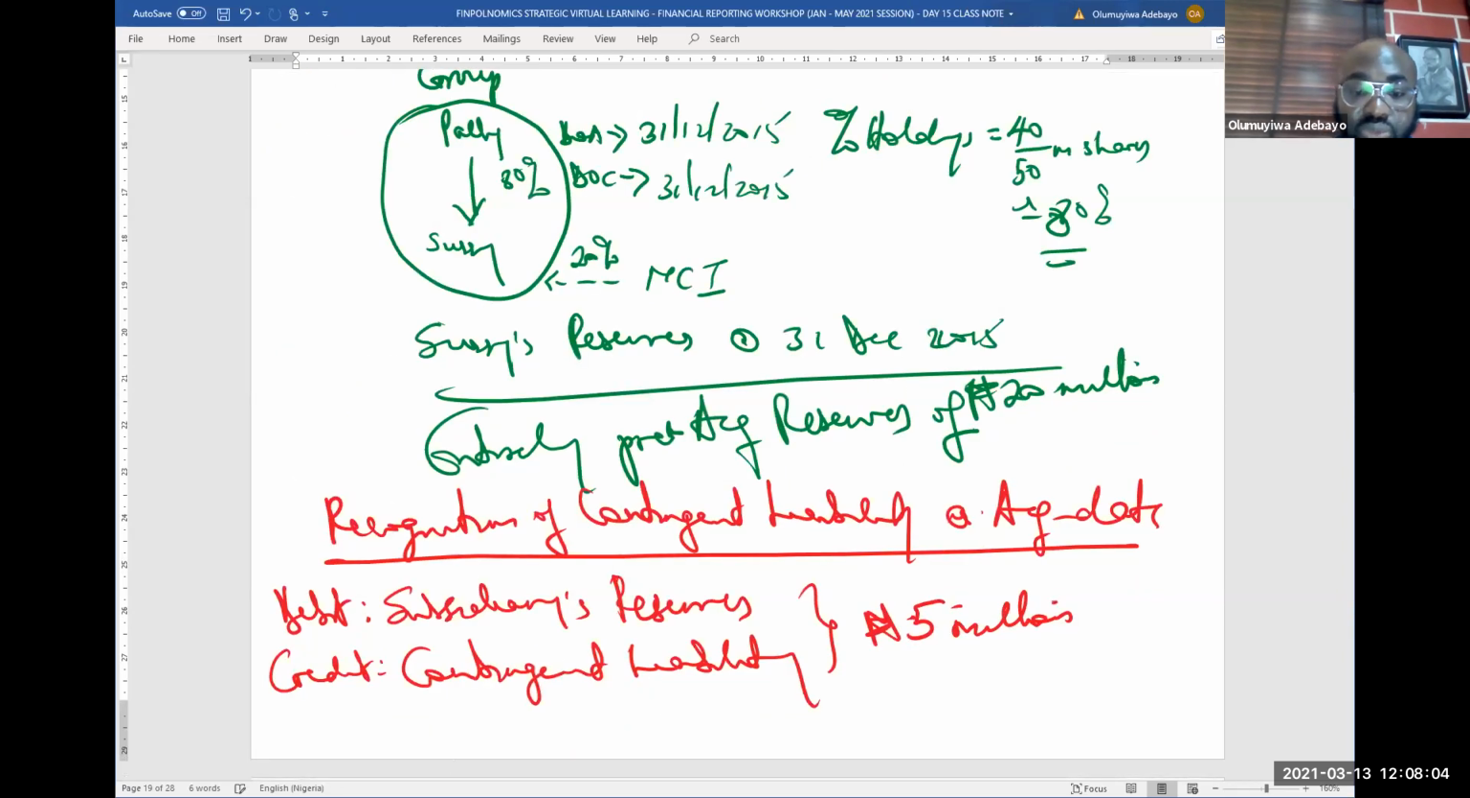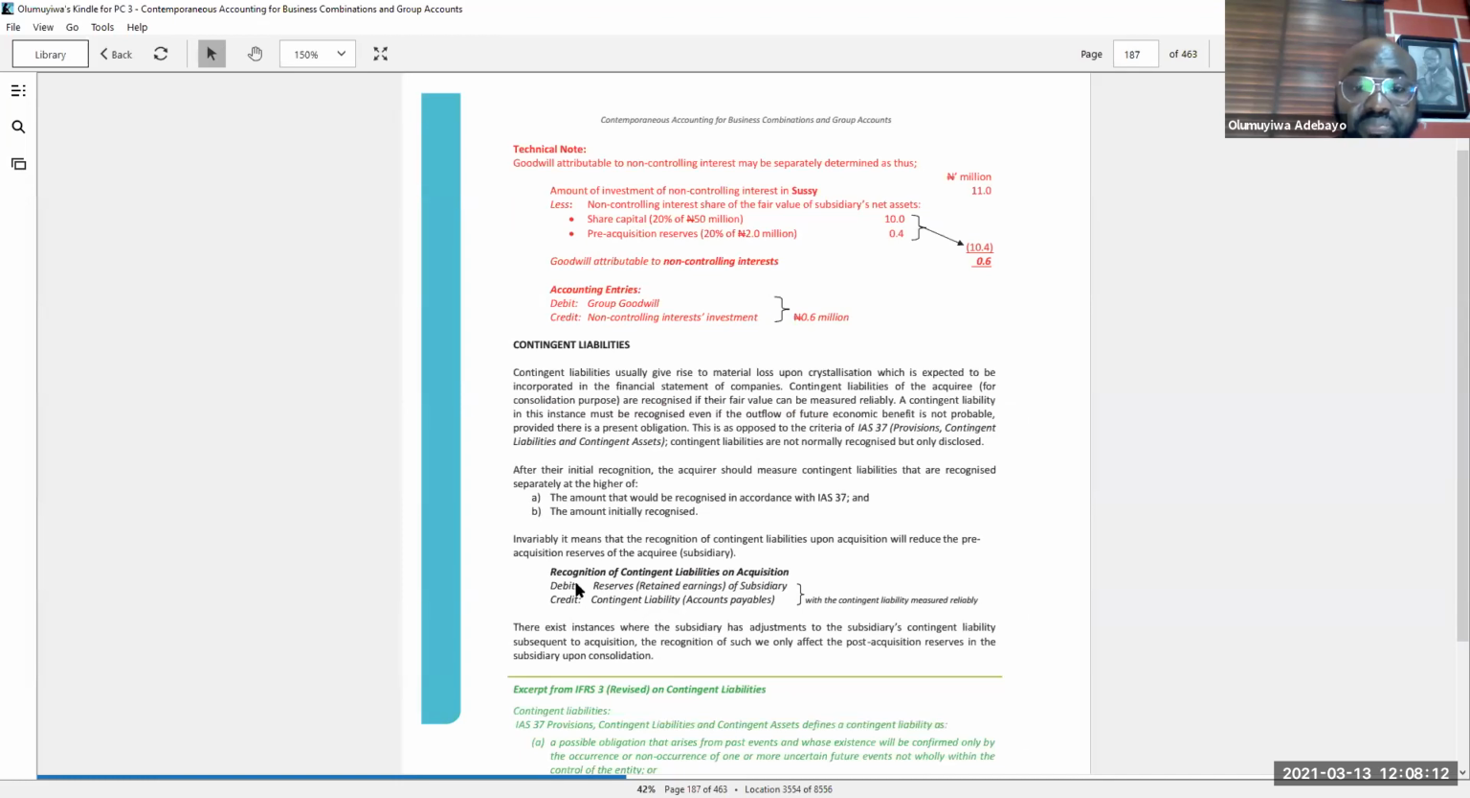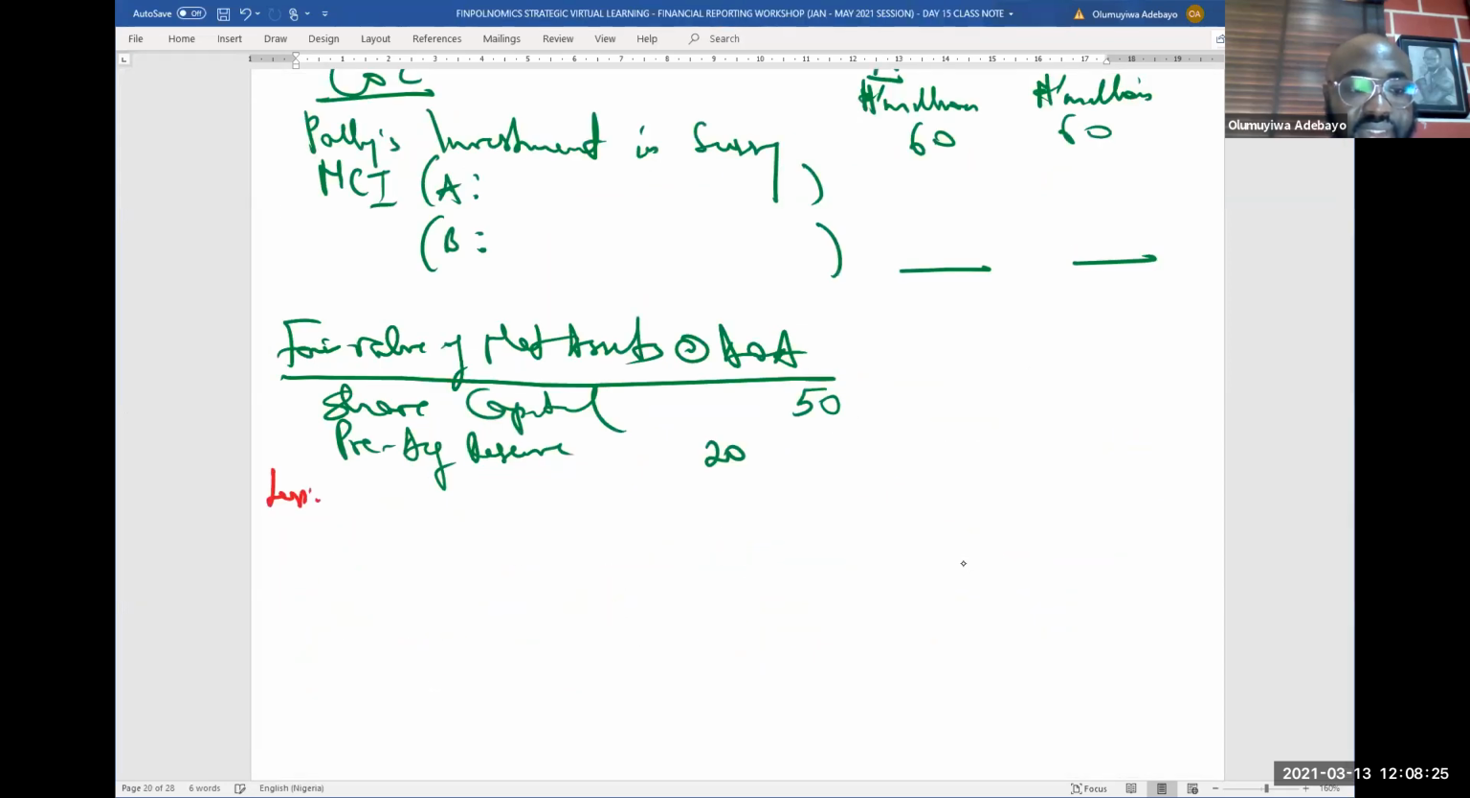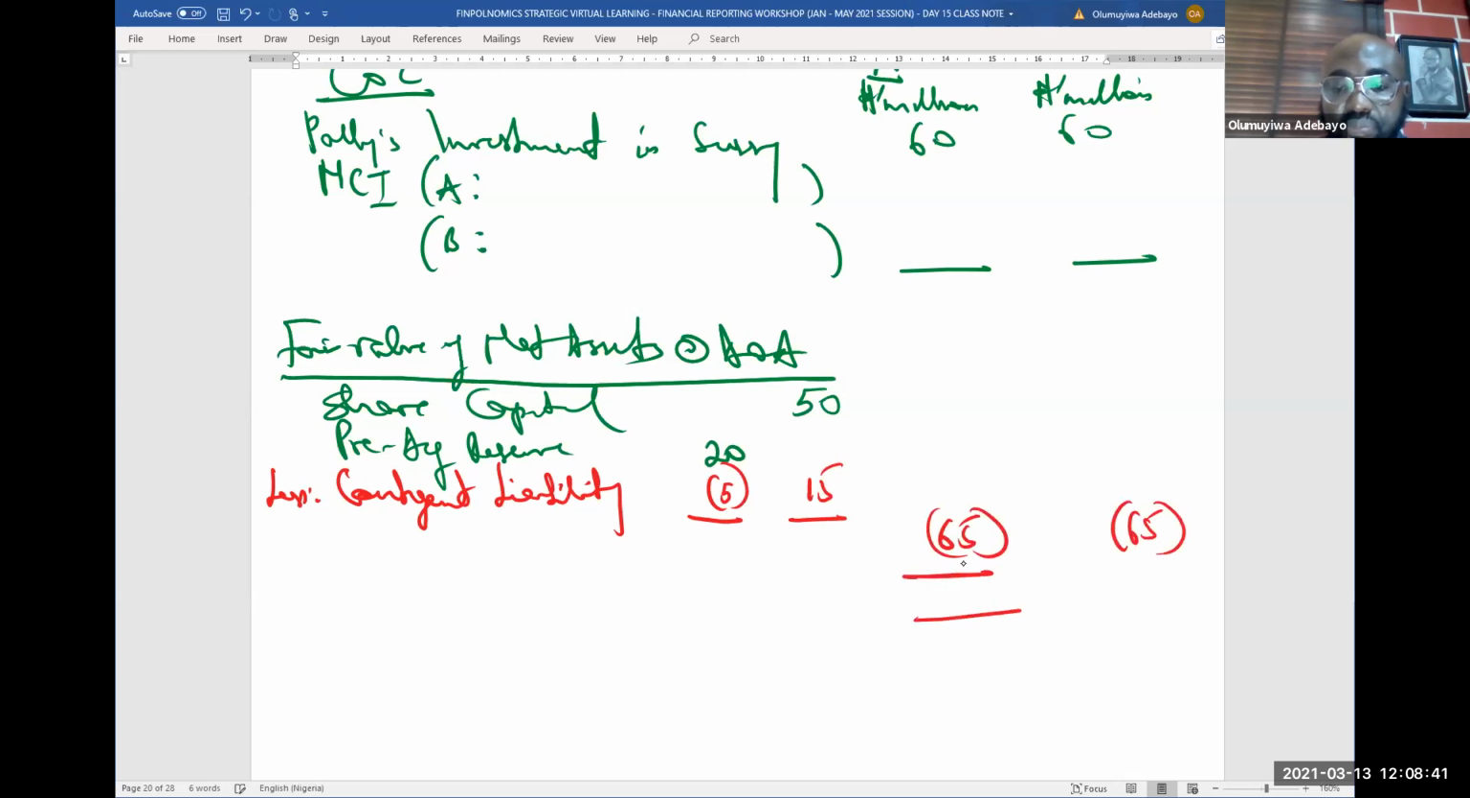This is in tandem with what you read. Let me show you again. This entry here. Go back. Therefore, I come and say recognition of contingent liability, which is the debit side of 5. And this gives us what? 15. Automatically, this gives 65. Now, 20% of 65. That's 13.